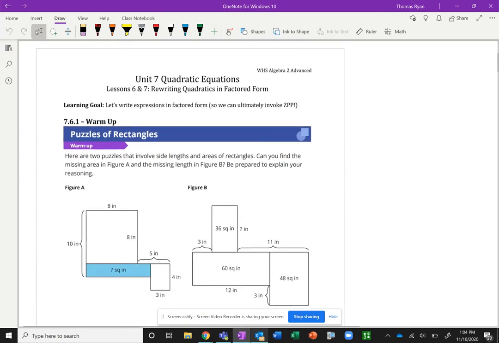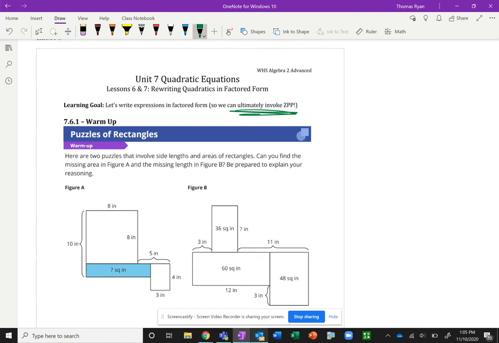All right, so we combined lesson 6 and 7 because they have a lot of the same ideas. So we just want to group them together so we keep rolling with things. Our goal is to write expressions in factored form. The reason we do that is so we can invoke the zero product property, ZPP.